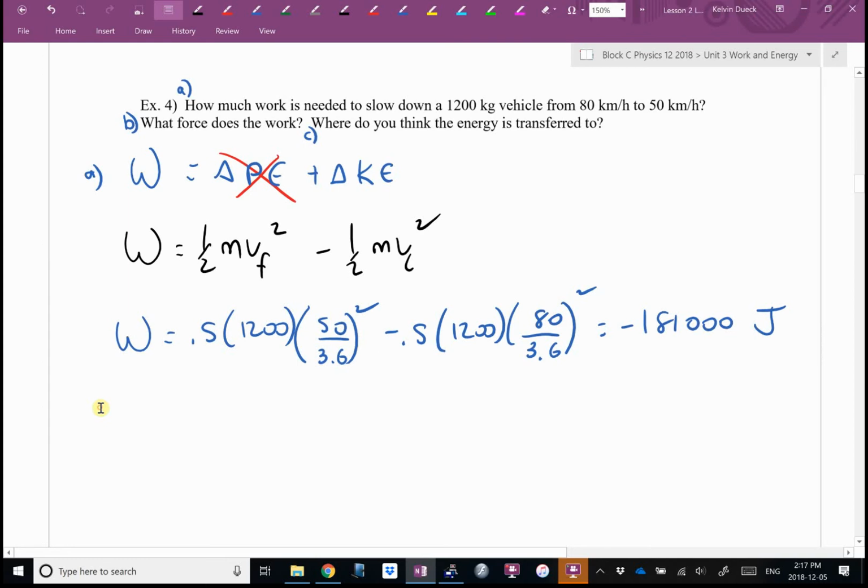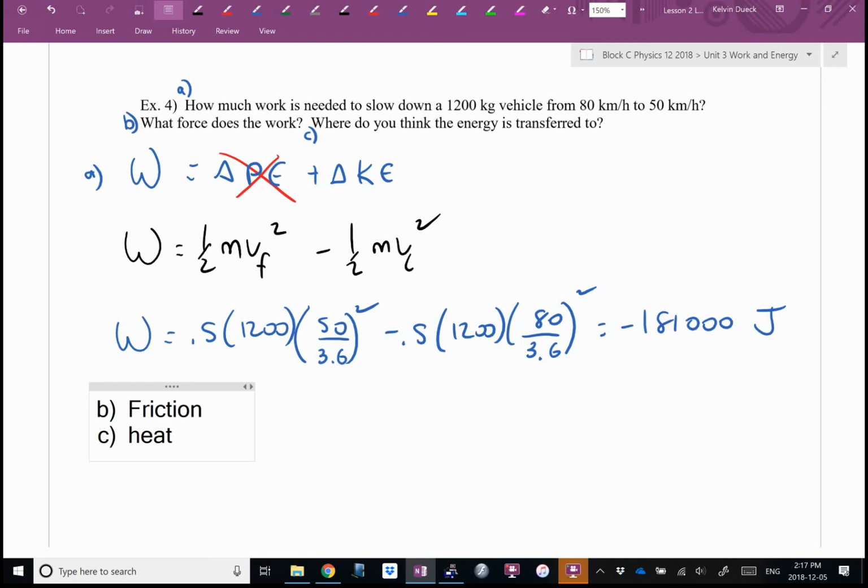That brings us to B. What force does the work? Where do you think the energy was transformed to? Now, that's only for older cars. B and C are not correct for hybrids and most electric cars.